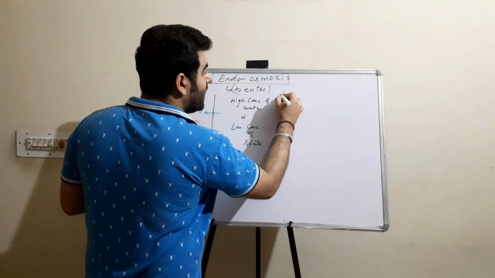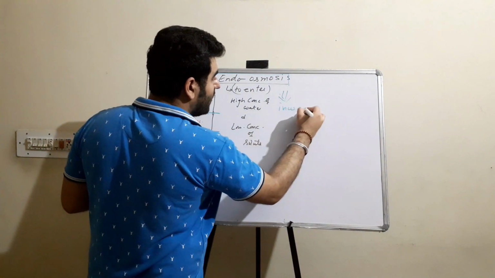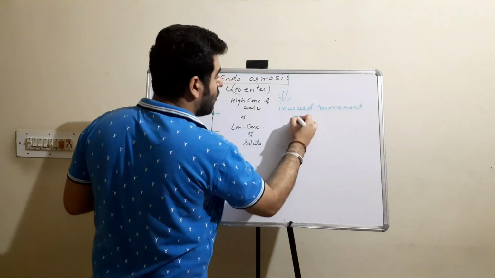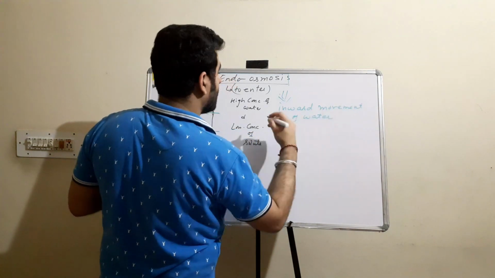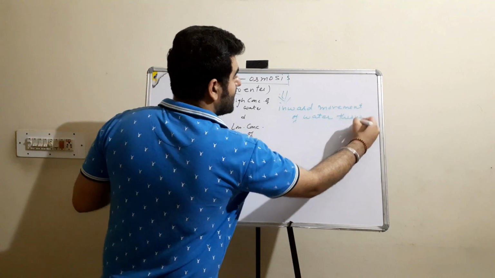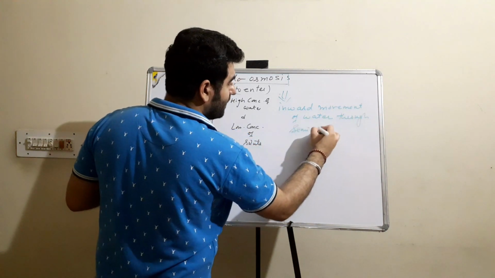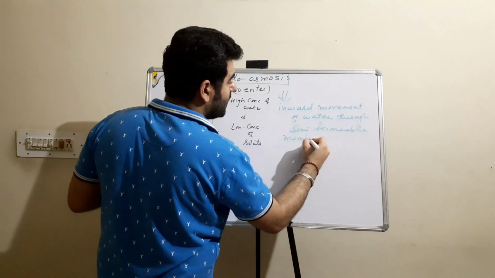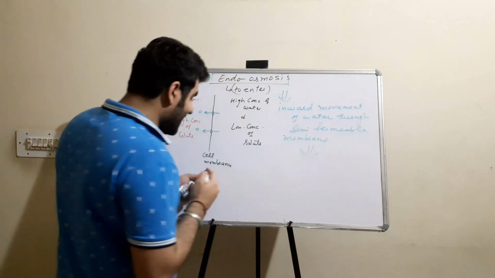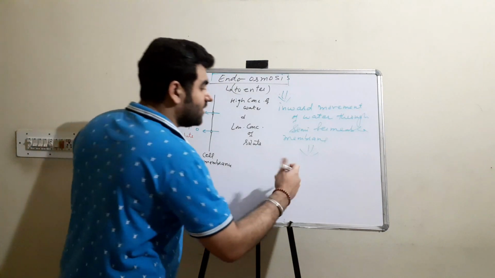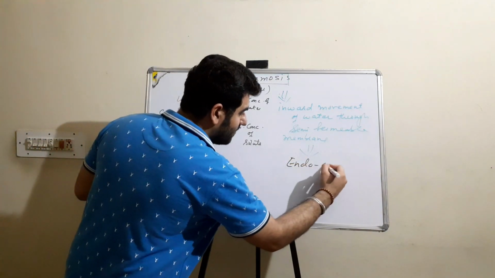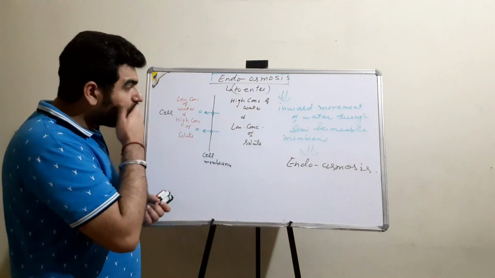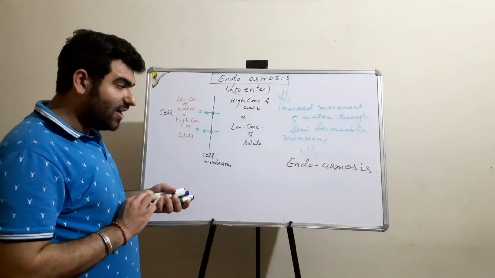So let me write it down: the inward movement of water through a semi-permeable membrane. This process is termed endo osmosis. The inward movement is termed endo osmosis.